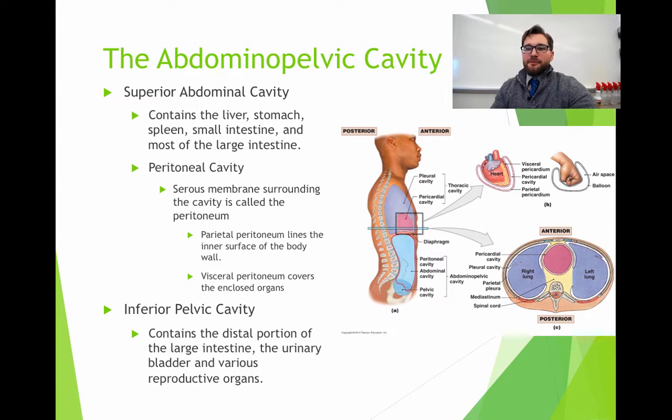And finally, we have the abdominal pelvic cavity. We're going to first focus on the superior abdominal cavity. It contains the liver, stomach, spleen, small intestine, and most of the large intestine. The peritoneal cavity has a serous membrane surrounding the cavity that is called the peritoneum. The parietal peritoneum lines the inner surface of the body wall. Again, the term parietal is going to be away from the organs. The visceral peritoneum covers the enclosed organs.